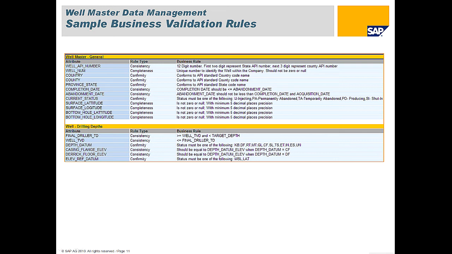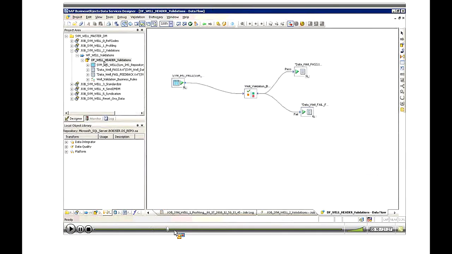Here, we are checking if mandatory fields are provided, or does it match the codes that we have. For example, the API country code and county code should match the API provided standard codes. And cross-validation, for example, completion date should be less than or equal to abandonment date, and true vertical depth should be less than the target depth, and things like that. So these are the standard business rules we have built, and in the demo, what you are looking at here is all those rules are embedded in data services.